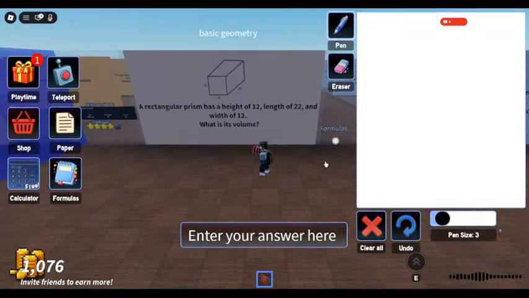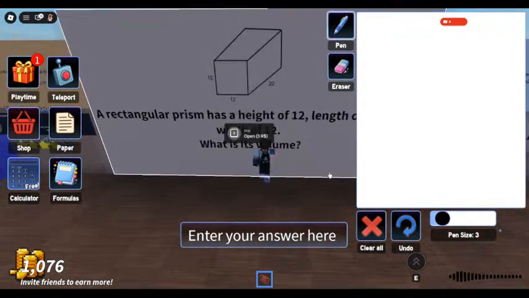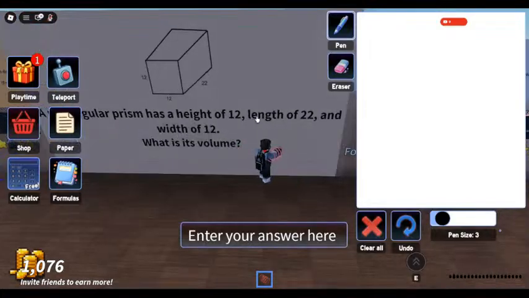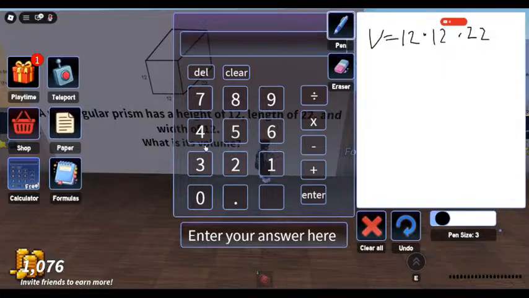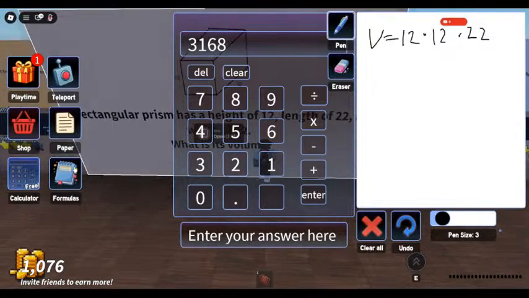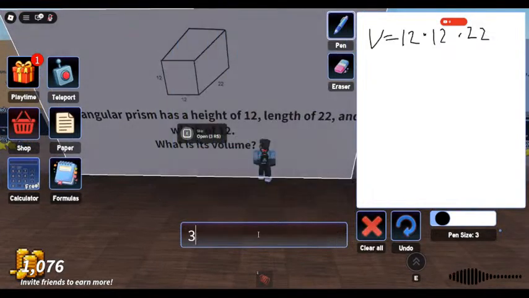Oh, basic geometry. I wanna do this. Why not? A rectangular prism has a height of 12, length of 22, and width of 12. What is its volume? So the volume is equal to 12 times 12 times 22. There's actually a calculator here. I didn't know. 12 times 12 times 22 is equal to 3168. That's the volume of it.